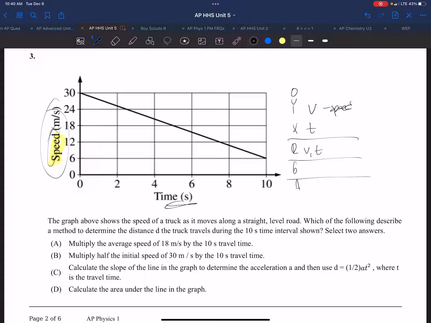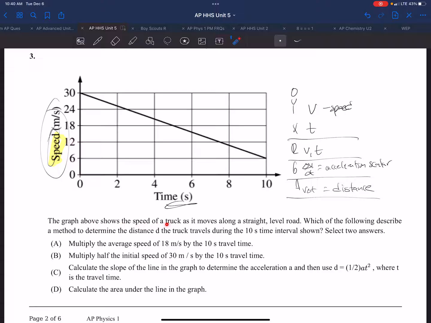The gradient is delta v over delta t, which is the acceleration. We want to keep in mind that's the scalar acceleration. No direction is indicated. And the area is v delta t, which is speed times time, so it's going to give us the distance traveled, not the displacement.